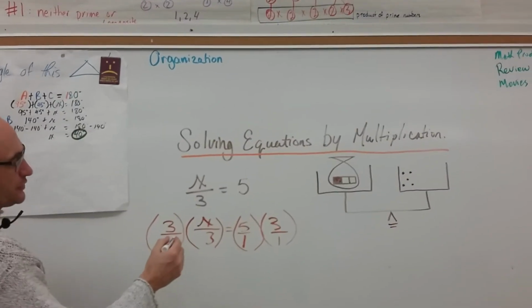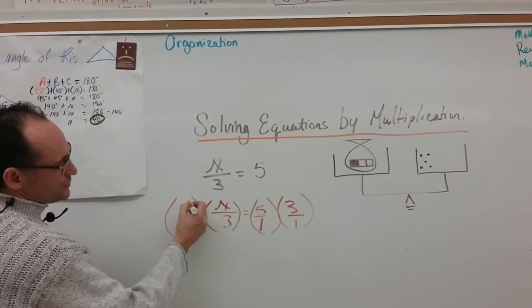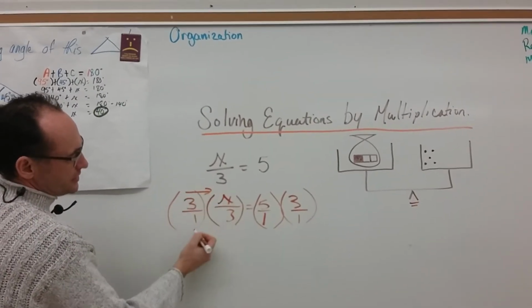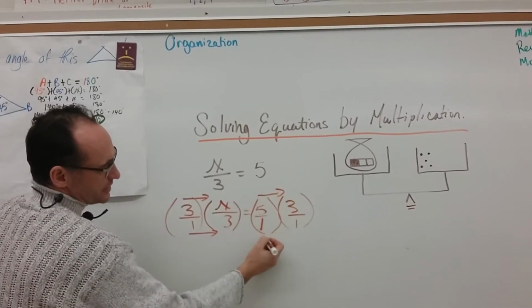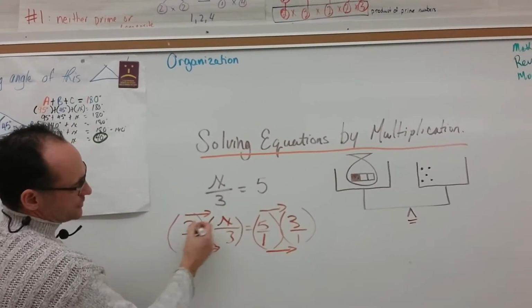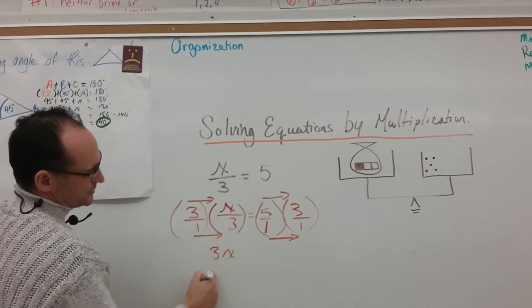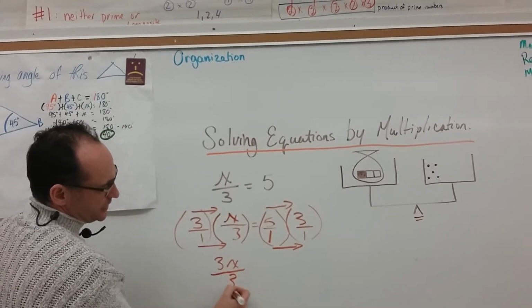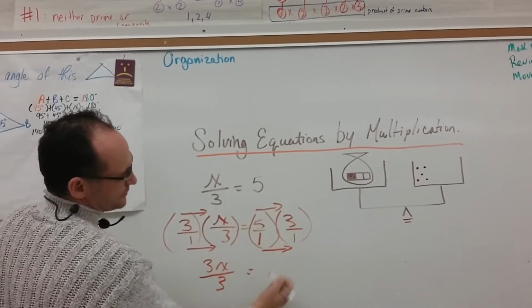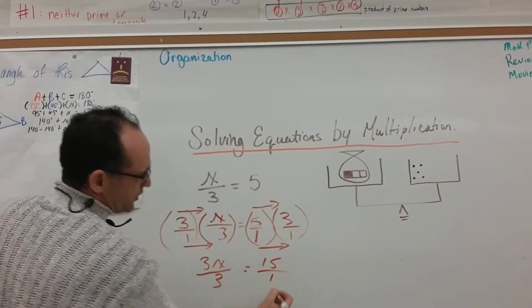From here, you have to realize the rules of multiplying by fractions. When you multiply by fractions, you multiply the numerators together and the denominators together. So on the top here, you get 3 times x. 3 times x is 3x. On the bottom, you have 1 times 3, so the denominator is 3. 5 times 3 becomes 15, and 1 times 1 is 1.